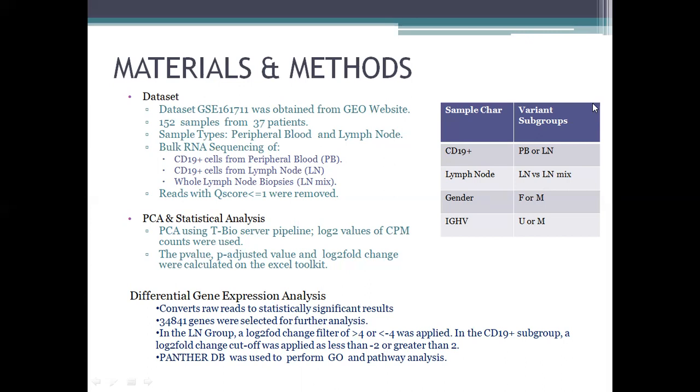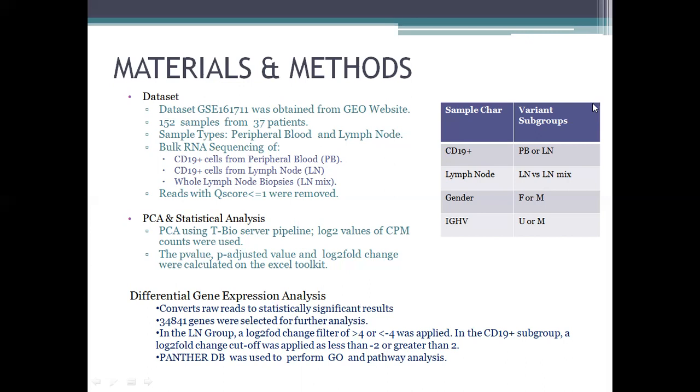Within the lymph node subgroup, a log2 fold change filter of greater than 4 and less than negative 4 was applied. Within the CD19 positive subgroup, a log2 fold change cutoff was applied as less than -2 or greater than 2. The DAVID tool was used to correlate the gene IDs with the Ensembl gene IDs, which is a more specific way of looking at genes, and also with their names and functions. PantherDB was used to perform gene ontology analysis, which helped us look at the pathways associated with the genes, and their molecular and biological functions.